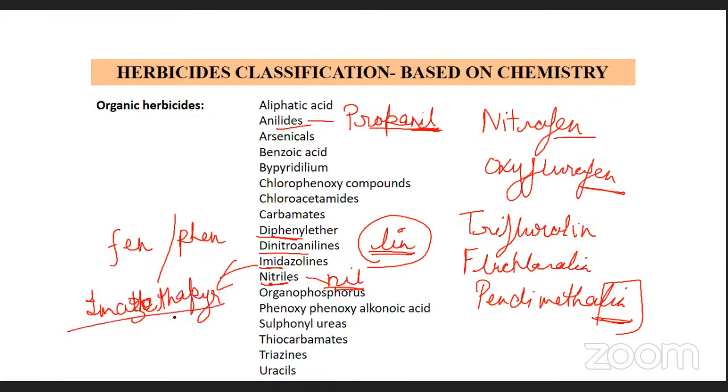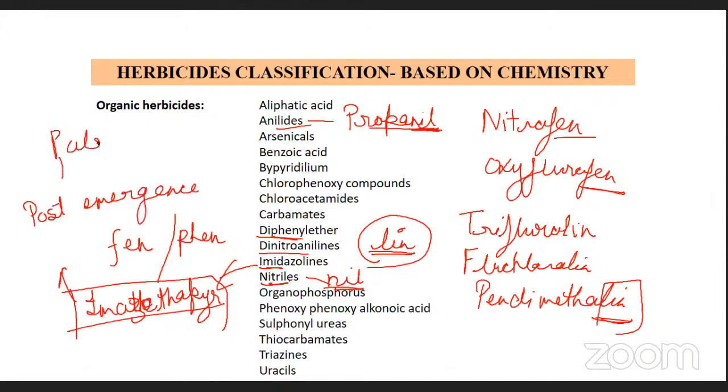Now in imidazolinones, the first one is imazethapyr. This herbicide usually belongs to the imidazolinones, okay? Because this question is usually asked: imazethapyr belongs to which group? Or the question may also ask: imazethapyr is used as a post-emergence herbicide in which crop, pulses, okay? And recently this imazethapyr is very much used in pulses as a post-emergence, okay?